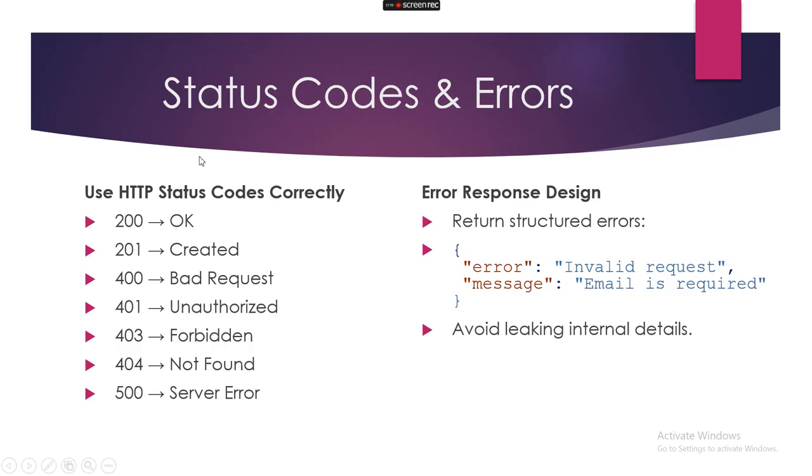Status codes and errors. These are common topics. Some common status codes are 200, which is OK, 201 for created, 400 for bad request, 401 for unauthorized, 403 for forbidden, 404 for not found, and 500 for internal server error. Generally, the 200s, from 200 to 299, are usually for OK. The 400s are for client errors, and the 500s are for server errors.